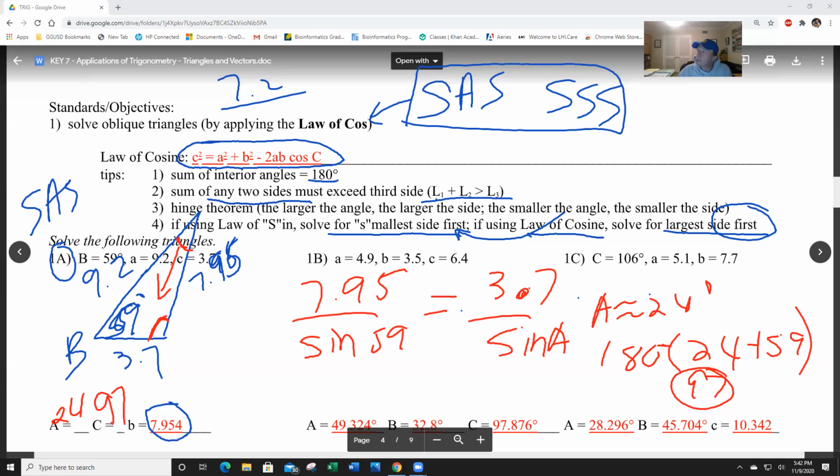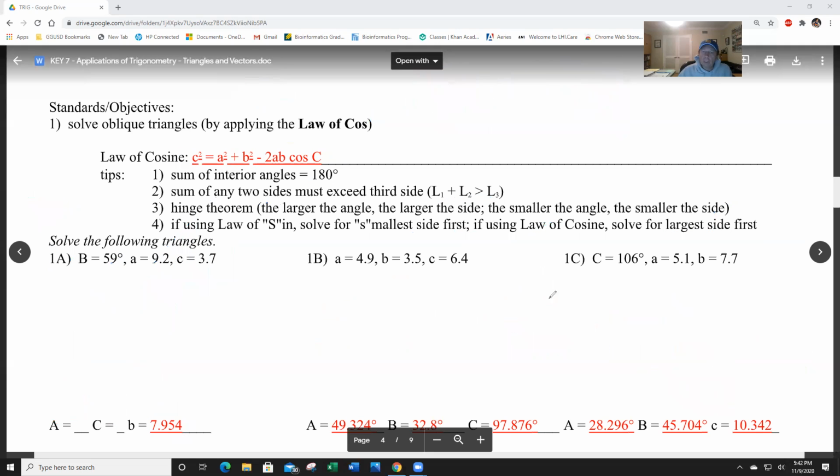Question B. These are all going to be pretty similar here. So question B, let me circle that. Doing B. Aha, we got SSS, baby. We got three sides, SSS. Okay, so let's go ahead and try to figure this out.